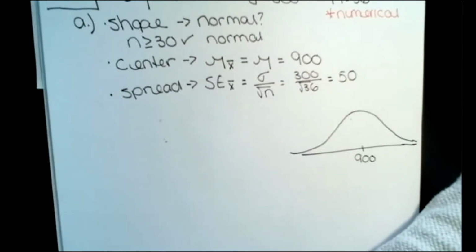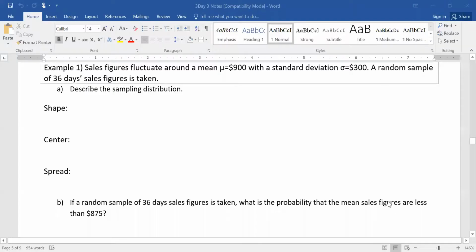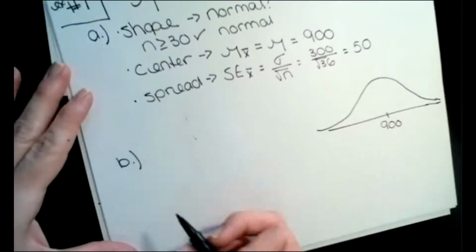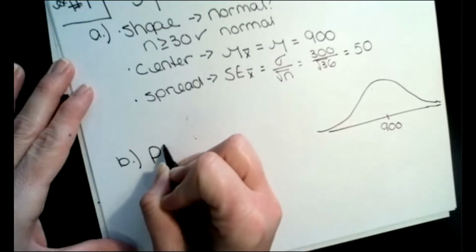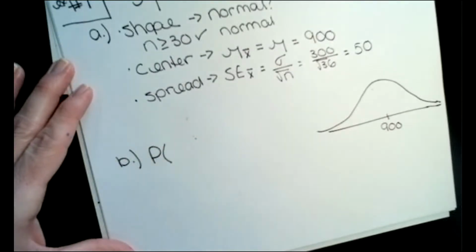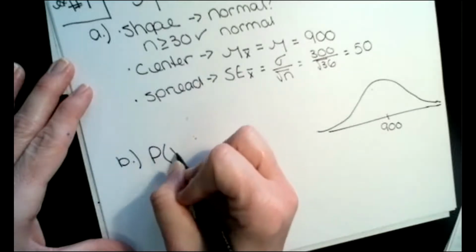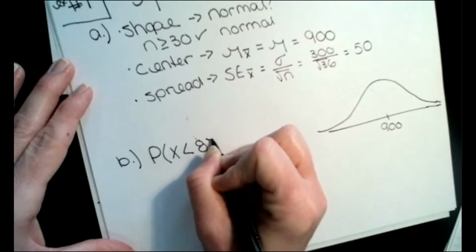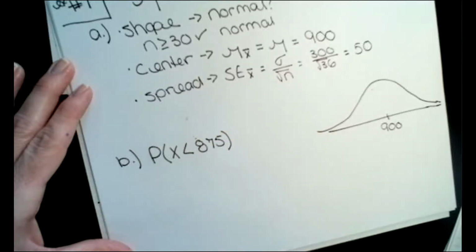All right, so let me share my screen again so we can see what part B is asking. In the day 3 notes on page 5, part B says, if a random sample of 36 days' sales figures is taken, what is the probability that the mean sales figures are less than 875? I'm just going to write this down. I'm going to stop the share. So it says, what is the probability? That means I have a capital P, that the sales figure is less than, so X is less than 875. That's what we want to know.